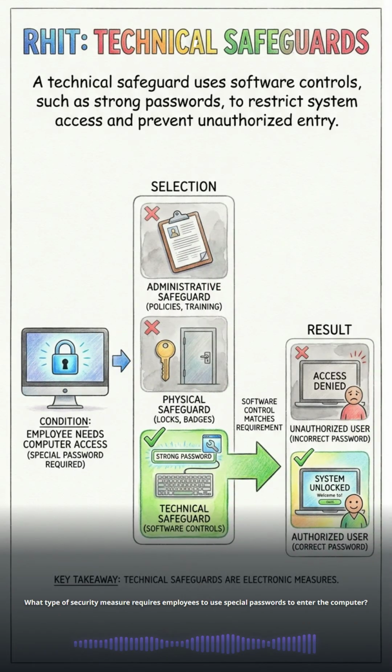28. What type of security measure requires employees to use special passwords to enter the computer? Technical safeguards use software controls like strong passwords to keep unauthorized users out of the system. Firewalls and data encryption are also important technical tools that protect records from online internet hackers.